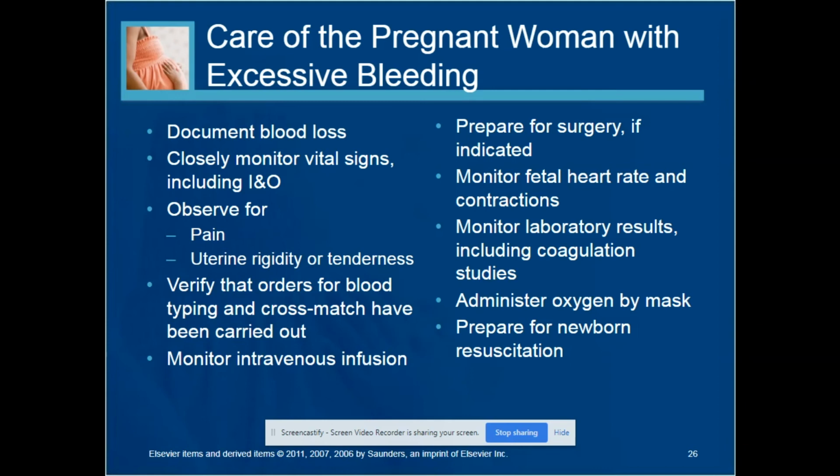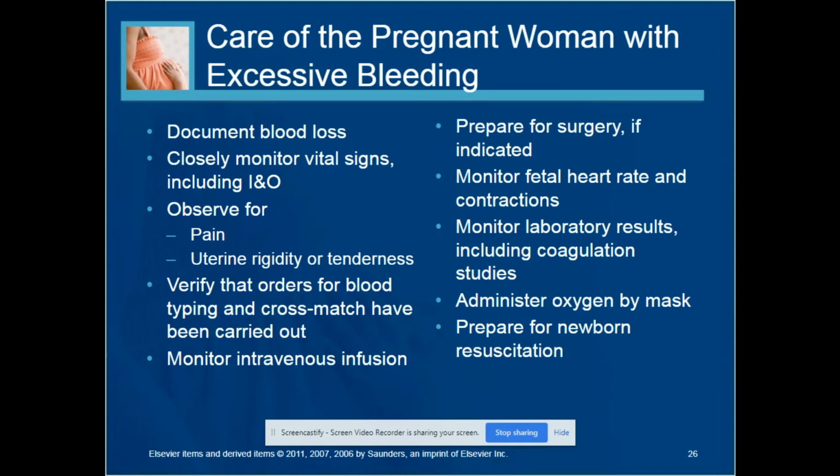We monitor intravenous infusions. They're probably going to be on fluids, trying to keep them from being dehydrated from blood loss. They're going to prepare for surgery if that's indicated. We're going to monitor that baby. We want to know the fetal heart rate. We want to know contractions. Laboratory results that we need to monitor include coagulation studies. We want to know if this woman is going to be able to clot properly after all this bleeding.